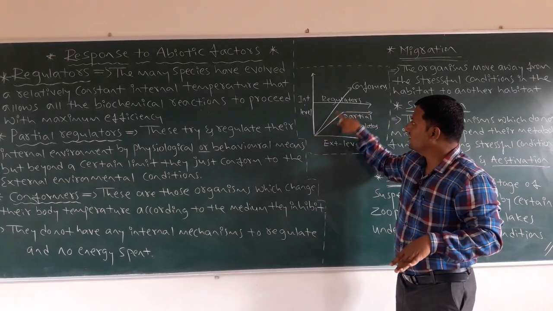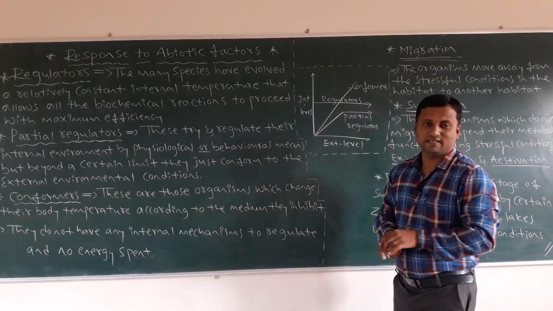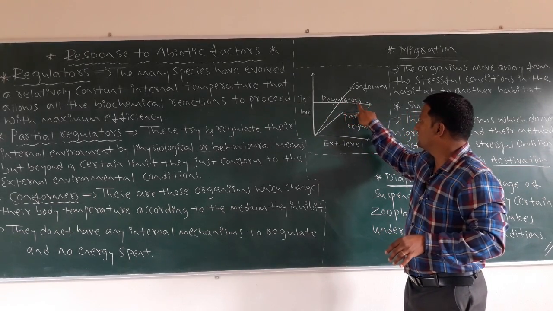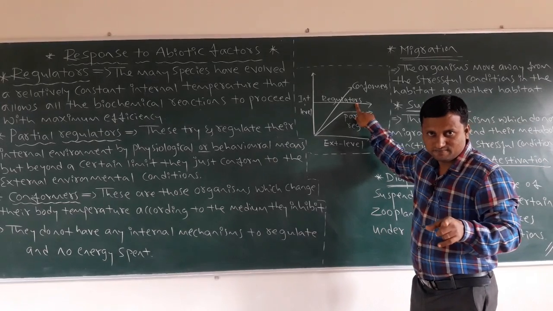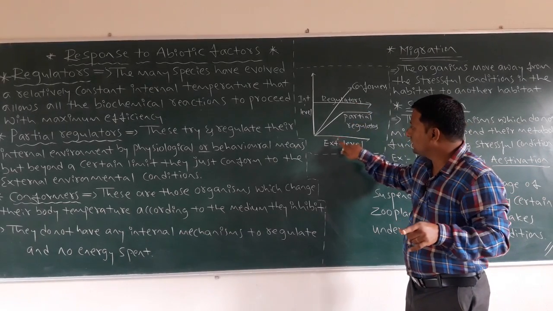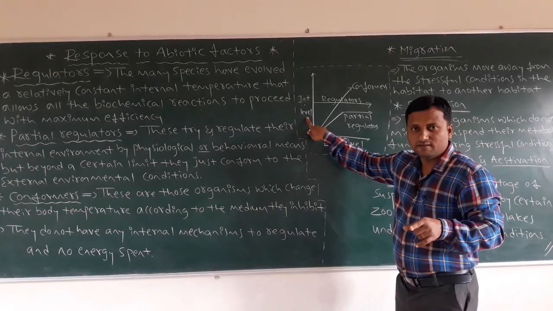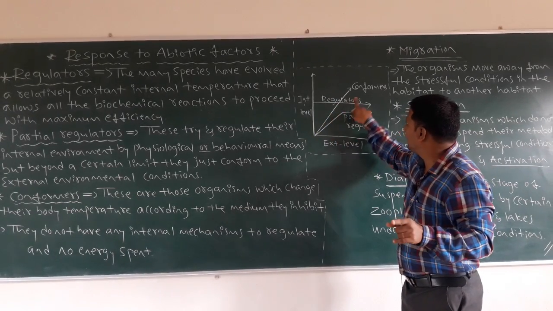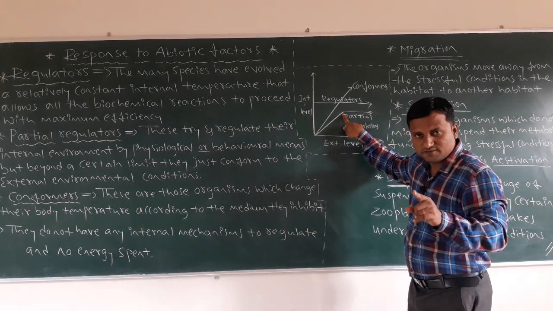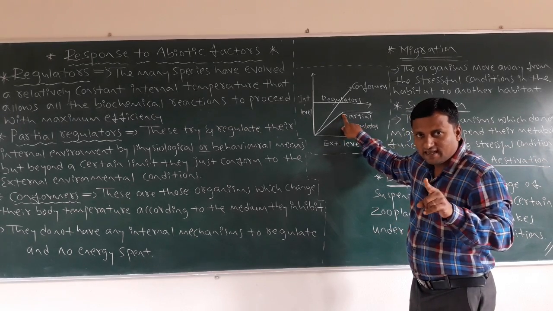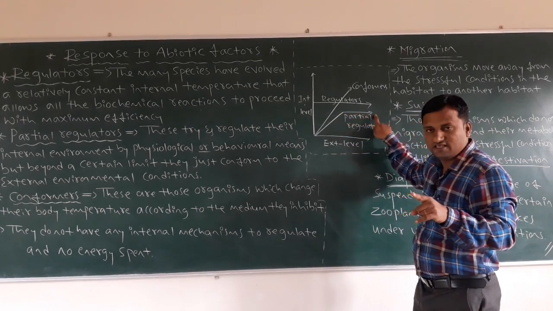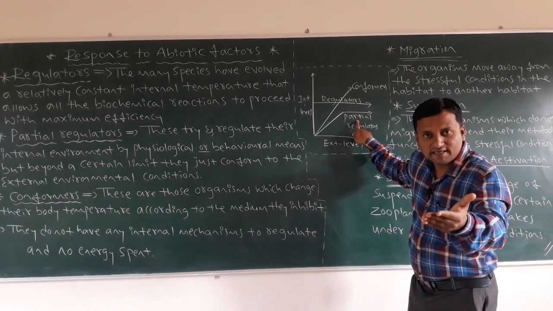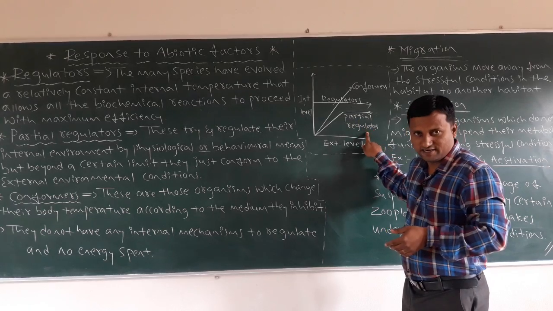Now come here, where the three types of organisms are shown. The first, the constant range, is called the regulators. See how the regulators respond at the external level and the internal level. Second, the line follows up to a certain extent and then changes at one level. That type of organism we call partial regulators.